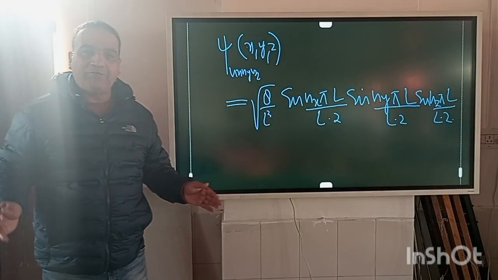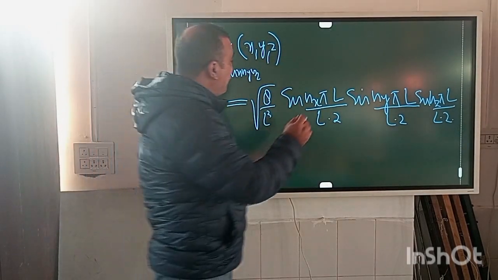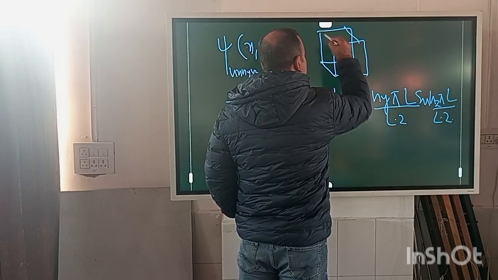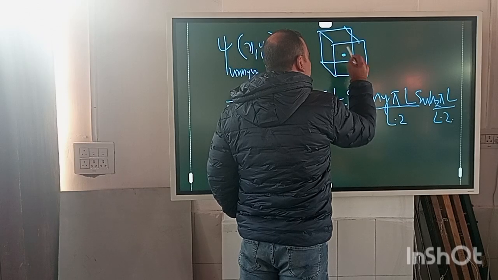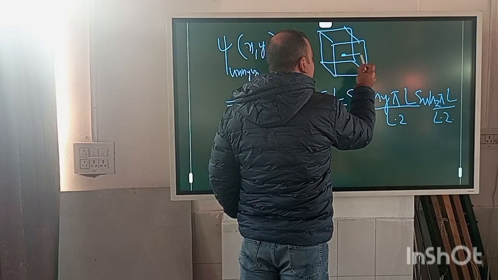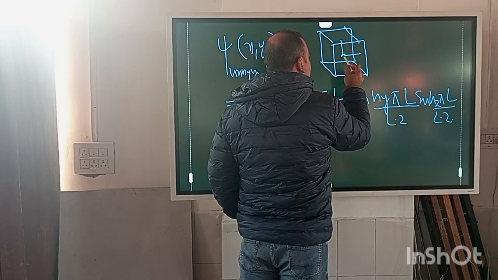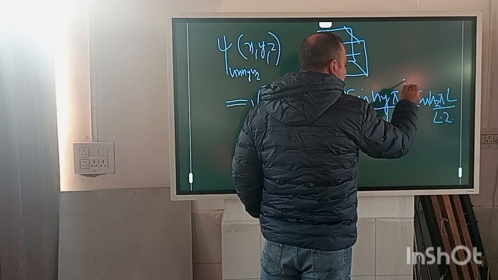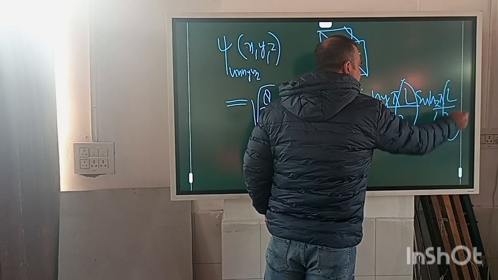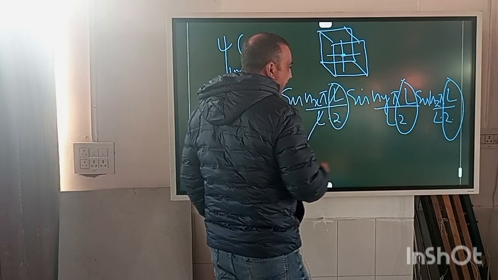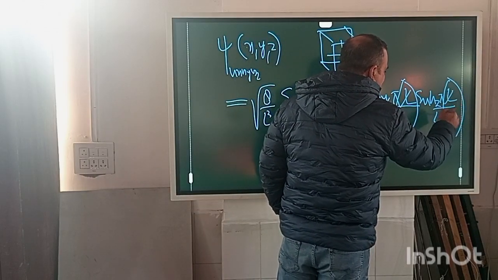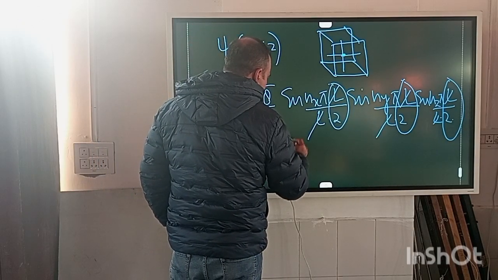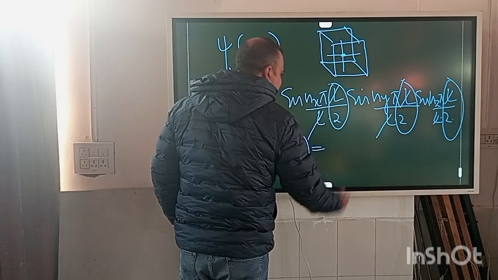Because we have to calculate the probability density at the center of this cubical box, we have a cubical box, and in this cubical box, this point is exactly L by 2 from the left, from the right, from the top, from the bottom. So that's why instead of X, I'm using here L by 2, instead of Y, I'm using L by 2, and instead of Z, I'm using L by 2. So you can see this L and L will cancel, this L and L will cancel, this L and L will cancel. So what we know is sine of n pi by 2 is equal to 1.